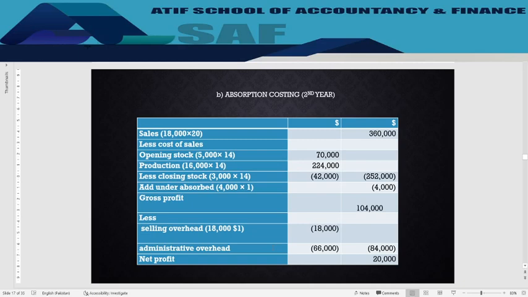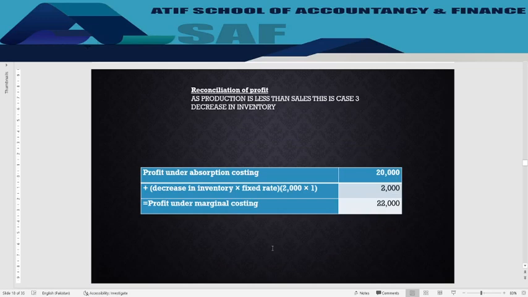After deducting this cost of sales from the sales revenue figure, we will get the gross profit of 1,04,000. Then subtracting selling overhead and administrative overhead, we will get the net profit of 18,000. For reconciliation of profit, as production is less than the sales, this is the case 3, which is known to be a decrease in inventory. Profit under absorption costing is 20,000. Decrease in inventory is 2,000, as we have 5,000 units in opening inventory and 3,000 units in closing inventory, so there is a decrease of 2,000 units in inventory level. And this decrease in inventory, when multiplied by the fixed rate, gets the value of 2,000. 20,000 plus 2,000 gives you a profit under marginal costing system.